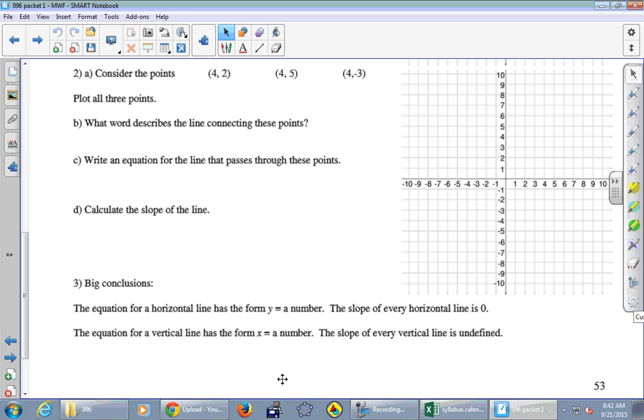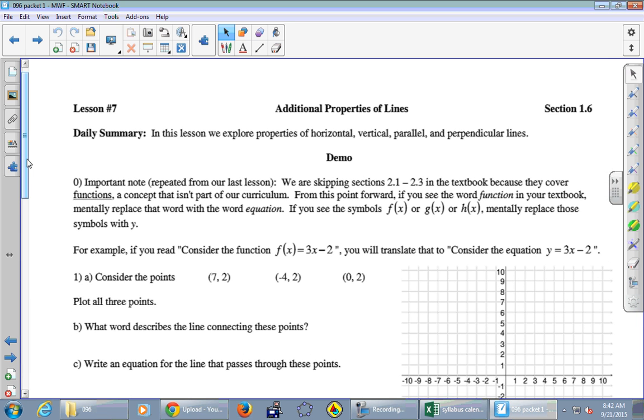so we are starting here on page 53, way up here at the top. Here's our summary. In this lesson, we explore properties of horizontal, vertical, parallel, and perpendicular lines. 4 facts, 4 things that we're going to talk about. We'll go through them pretty quickly. Just a quick repeated note that I mentioned the other day. We are skipping sections 2.1 and 2.3. They're not part of our curriculum.